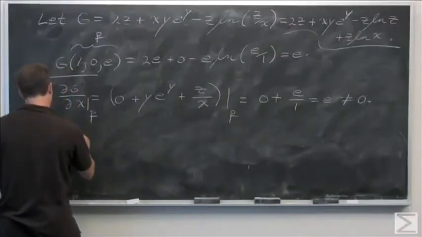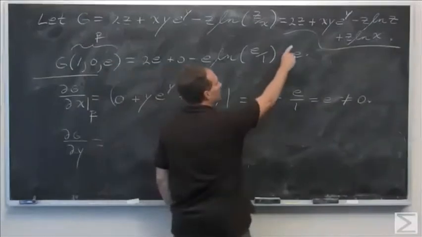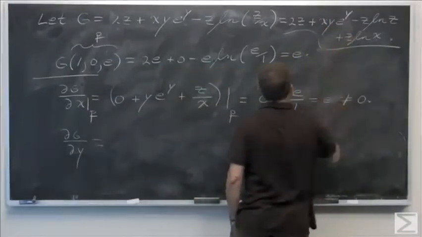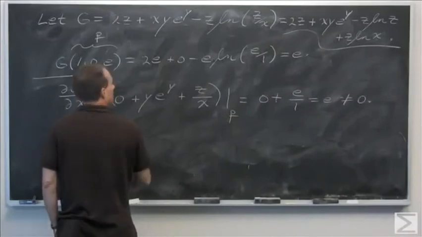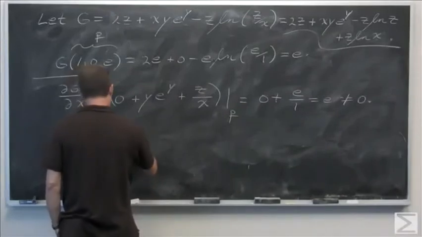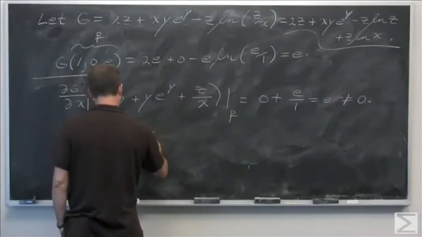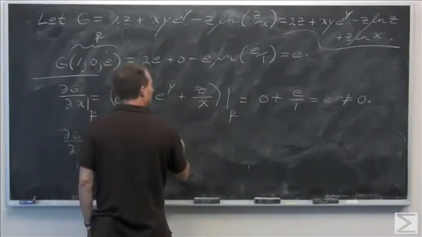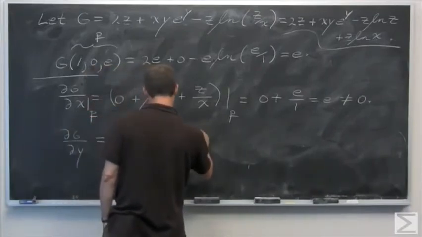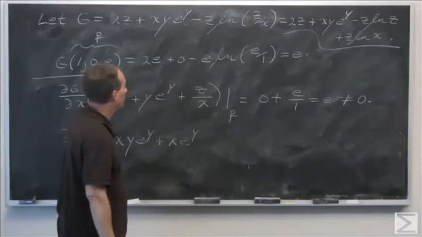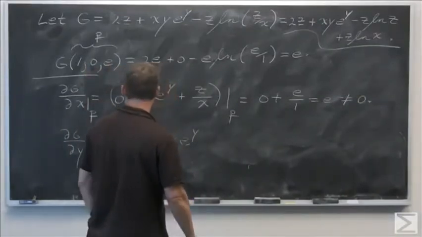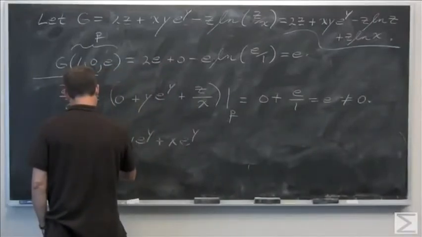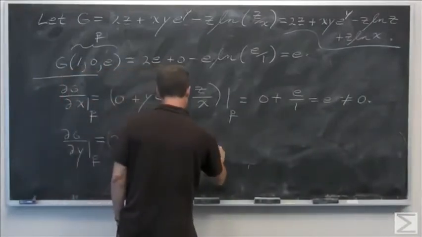The partial of g with respect to y. All right, partial of g with respect to y. The x goes along from the right, but we need to do the product rule here. It's x times the first thing times the derivative of the second, plus x times the second thing times the derivative of the first, so we get this. And that's it. That's the only part that depends on y. You evaluate at P.